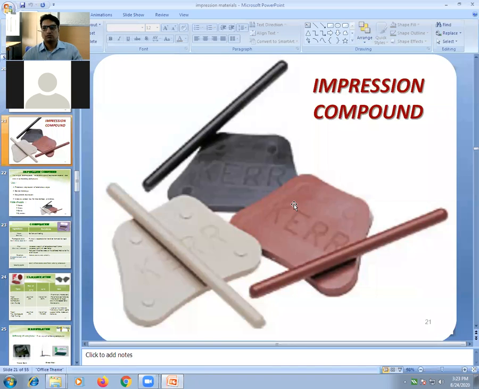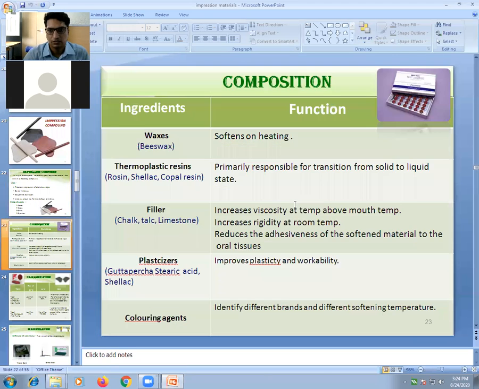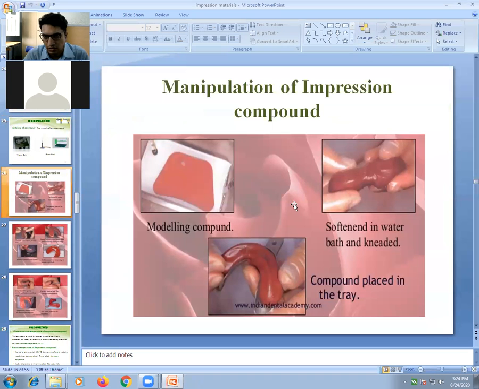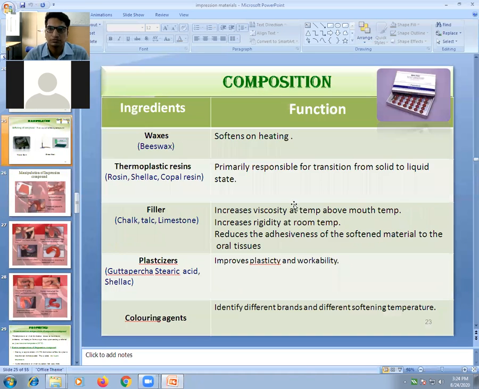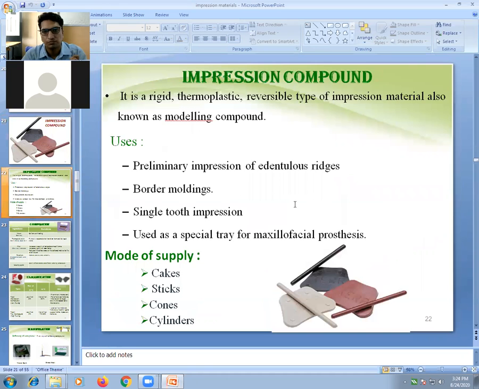The first material we are going to see is the impression compound. Next, I have shown you this impression compound for your batch. Have you seen this? The red color disc-like material I have shown you is known as impression compound. So what is impression compound?